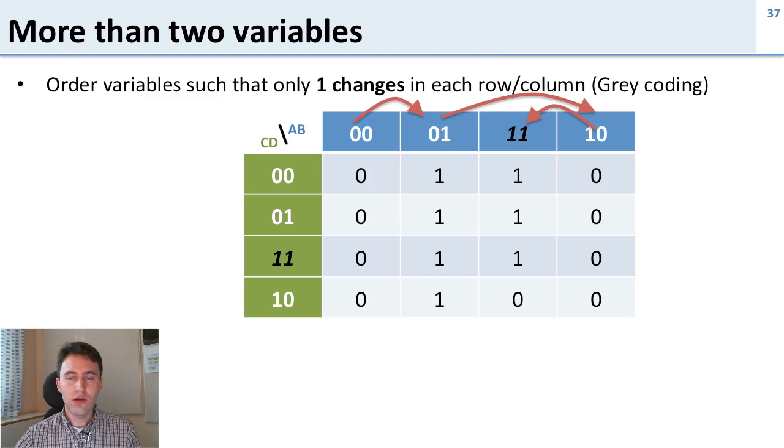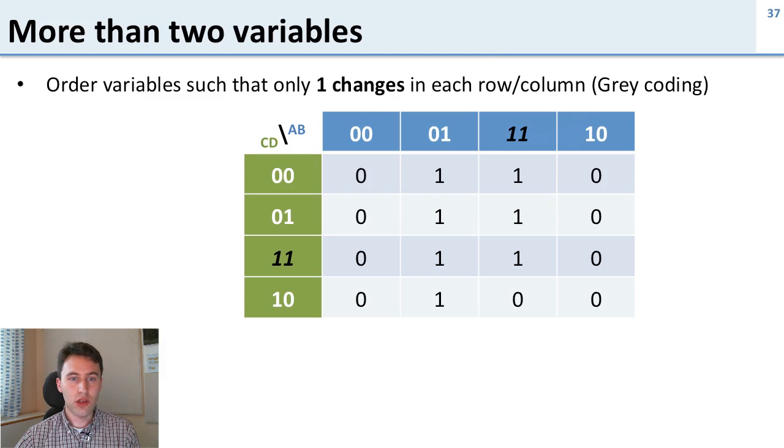And why is that? Well, when we go from 0, 1 to 1, 1, we only change one bit. And then again, when we go from 1, 1 to 1, 0, we only change one bit. So the important thing to remember is we've changed the order here such that we only change one bit in each column. And we have to do this so that we can circle things when we do our Karnaugh map.